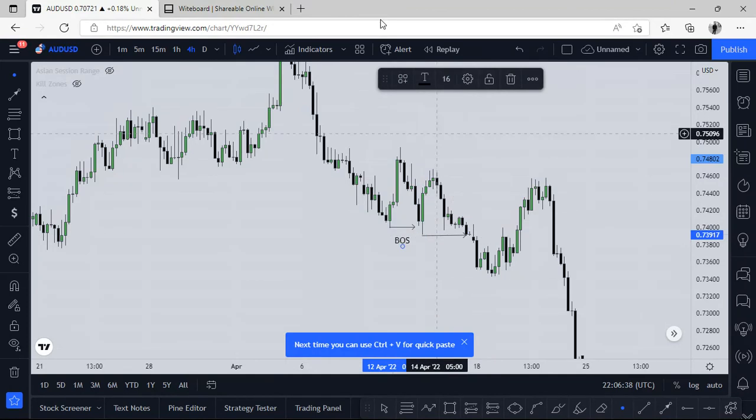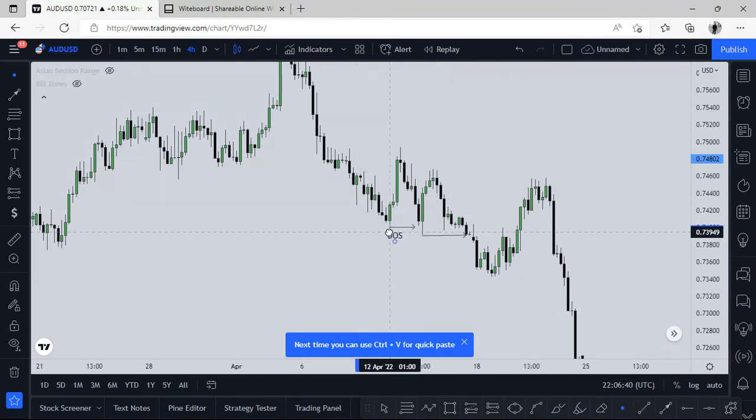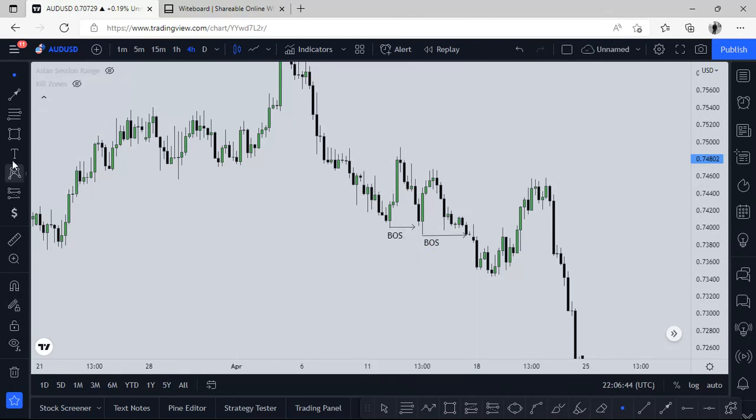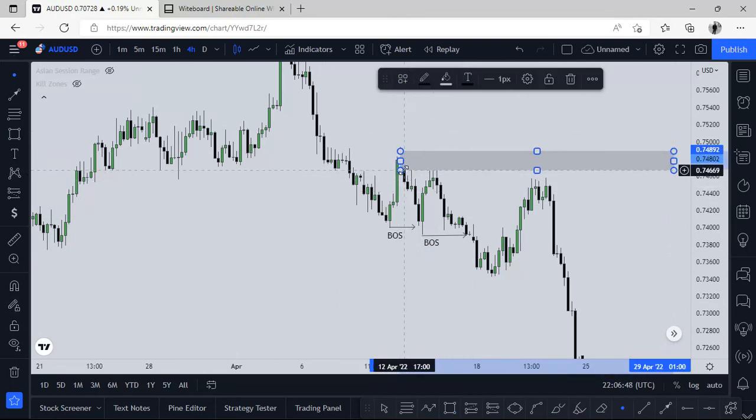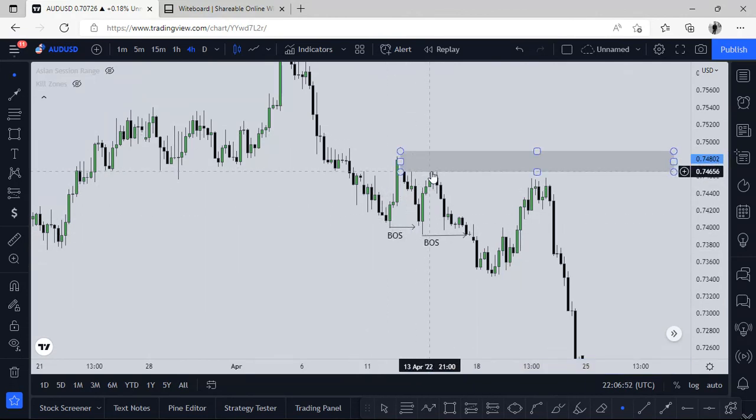There's another BOS here. So there's another break of market structure here. So let me just highlight the order block around the zone. So you can see as price left, it came back to retest here to work it out. Simple. You've gotten your take profit here, and as you can see, this one also happened.